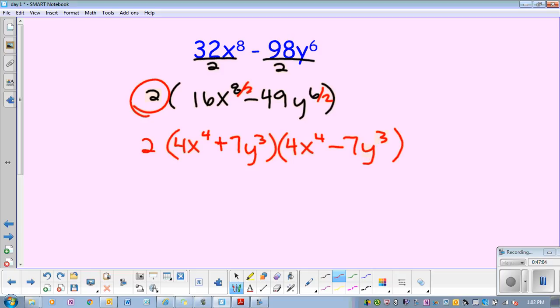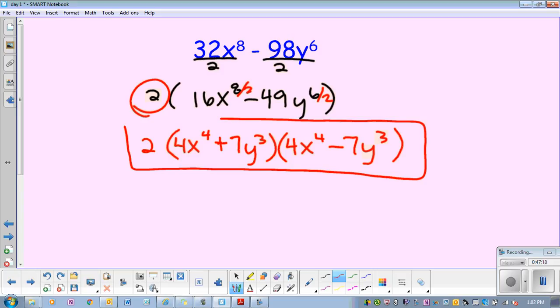And don't forget to bring down the 2. You can't break any of those down even further. This one, because you have a 7 and you have a y cubed, right? So this is done. Okay? Question?